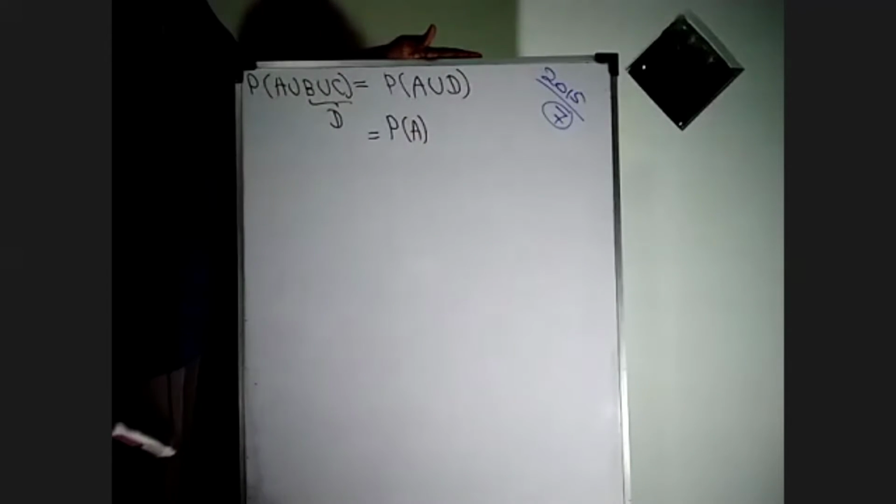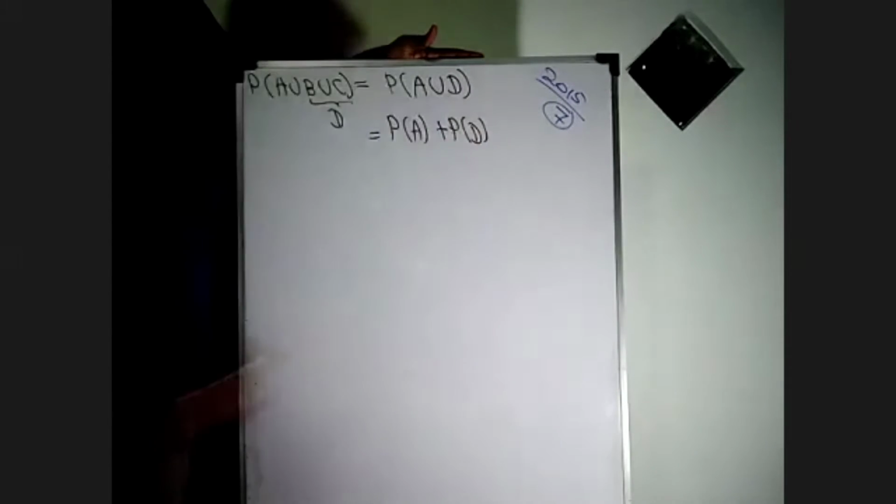Because of that, I'm going to reduce this for two events by considering B union C as D, my fourth event. I take B union C as D. Now this is probability of A union D. Now A union D, what is the equation? Probability of A plus probability of D minus probability of A intersect D. That is from theorem 2, the equation for union.